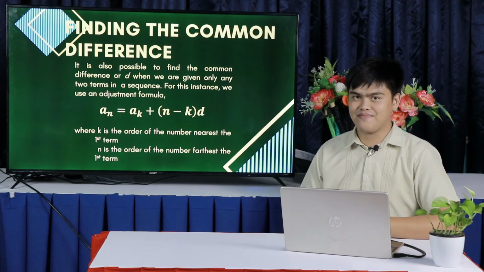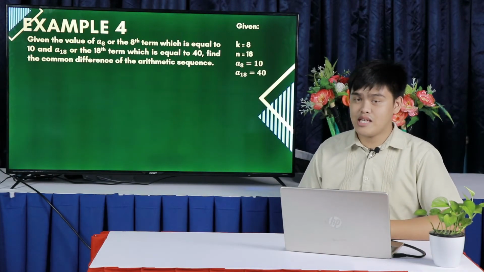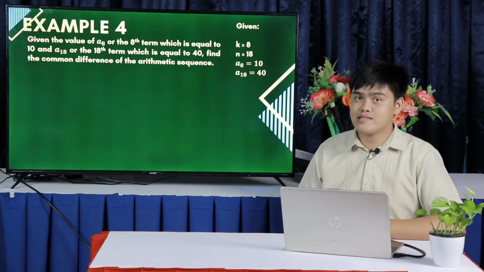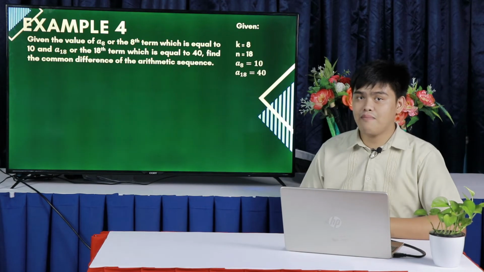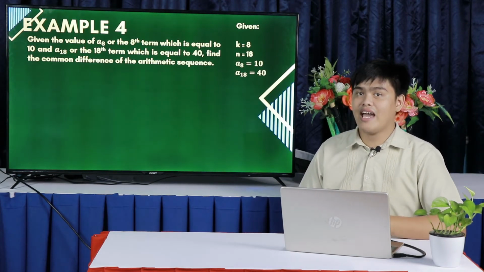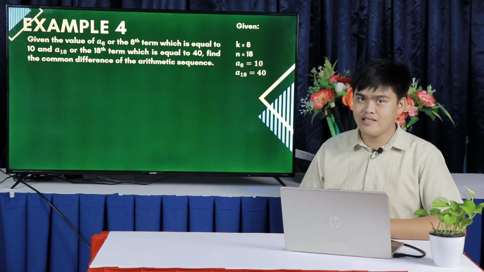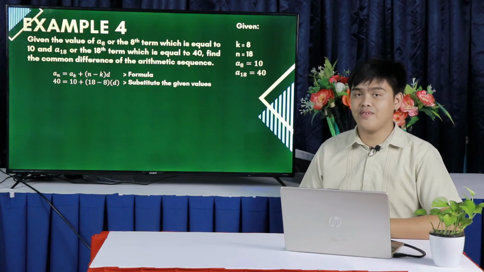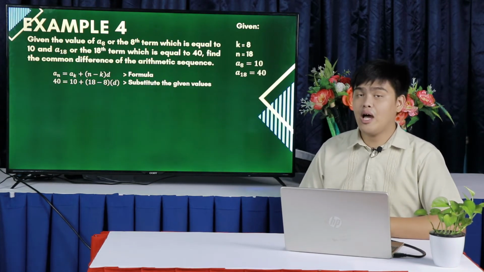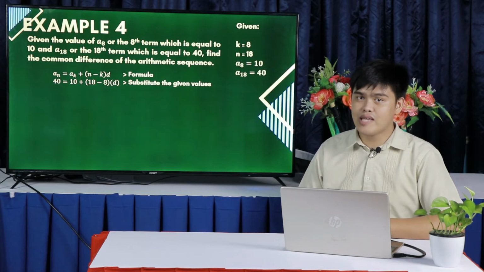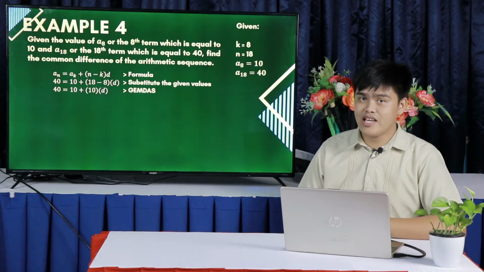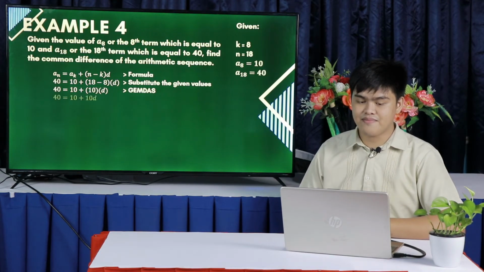We will now begin. First, we substitute the known values into the formula. We already know that k is equal to 8, n is equal to 18, and a sub 8 or the 8th term is equal to 10, and the 18th term or a sub 18 is equal to 40. Substituting these values into the formula, we have 40 is equal to 10 plus the quantity of 18 minus 8 times d, which is the unknown. We first simplify what is inside the parentheses, giving us 40 is equal to 10 plus 10d.